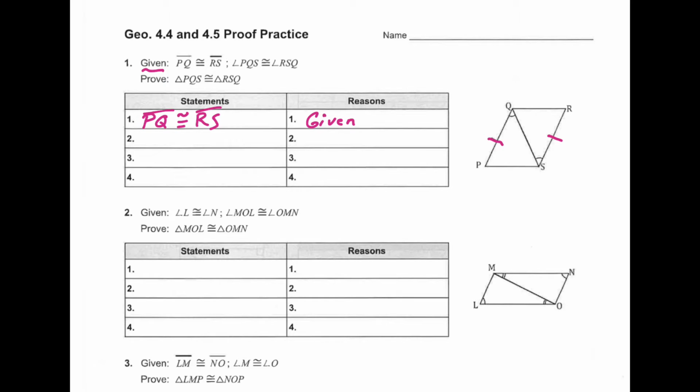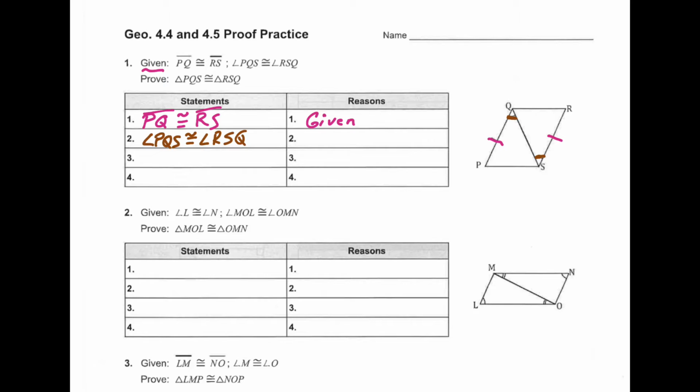Now the next thing I'm going to do is look for any more information we have. And typically I'm just going to write down all my givens right away. So angle PQS is congruent to angle RSQ. And if we look here, that's going to be this angle PQS and angle RSQ. All right, so there we go. We have those two things marked.